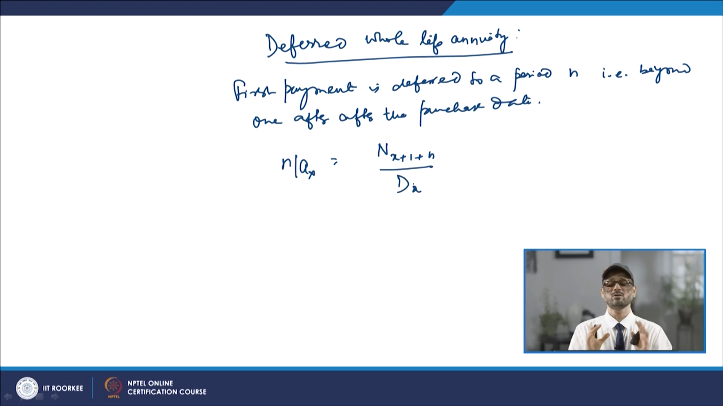So in the ordinary whole life it is Nx plus 1 by Dx, then for the annuity due you have Nx by Dx, and if you are deferring to a period of n, then it becomes Nx plus 1 plus n divided by Dx. So that is how these values are computed. This is about the whole life annuity.